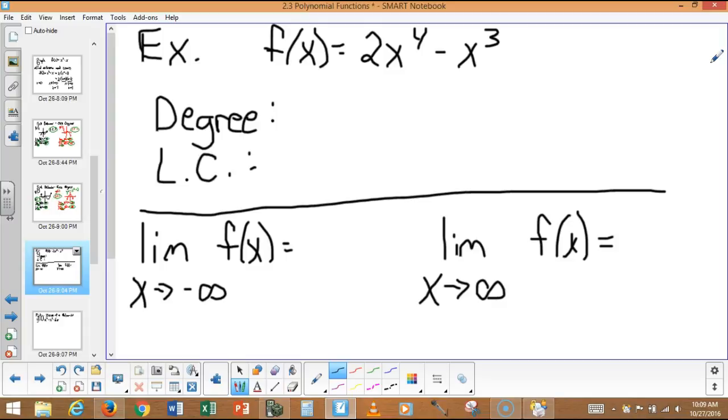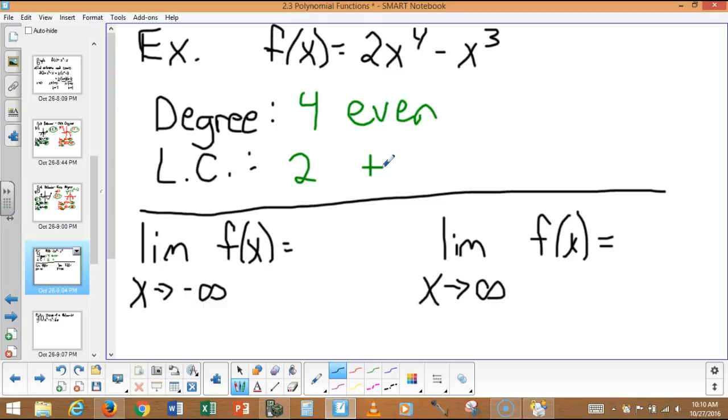So let's go through an example of how to determine the end behavior of a polynomial function. In this example, we have f of x equals 2x to the fourth minus x cubed. The degree of this polynomial would be 4, which is even, and the leading coefficient is 2, which is positive. Okay, so now we're going to look at what we just talked about on the last few slides. It's an even degree, and the leading coefficient is positive.